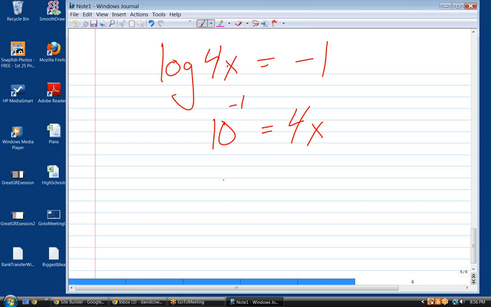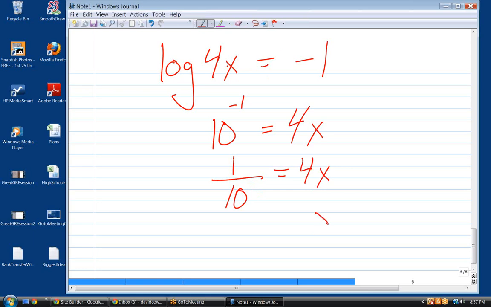What's 10 to the negative? What's 10 to the -1? 10 to the -1 is just 10. It's 1/10. It's 1 over 10 to the +1. That's what the negative exponent means. Doesn't mean anything about negative numbers. It merely means take the reciprocal to the positive exponent. So 10 to the -2 would be 1 over 10 squared. Okay. Now we have that equals 4x.